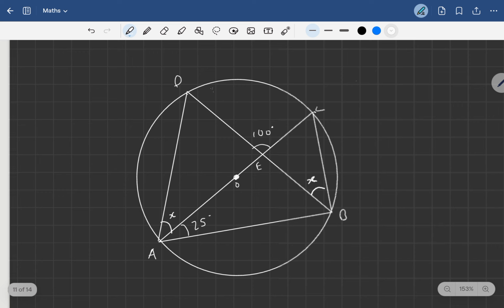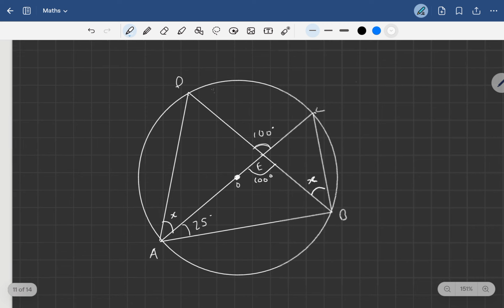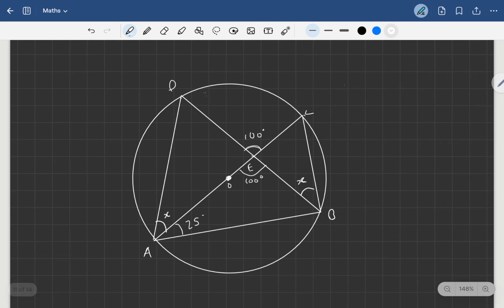Now, our goal is to find what this angle is. There are a few ways of doing this. However, the way I'm going to use is, if this angle is 100 degrees, then this angle is also 100 degrees because it's vertically opposite. Okay? Now, I see that angle DEB is a triangle.